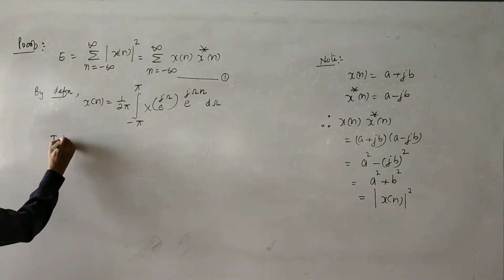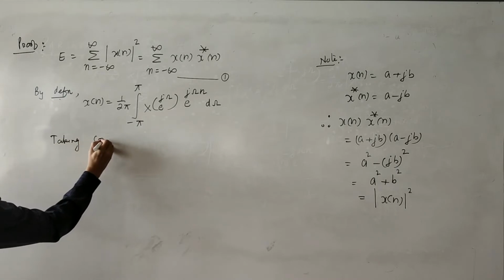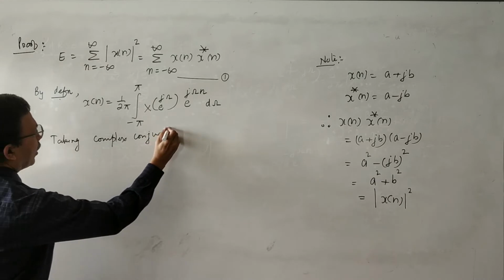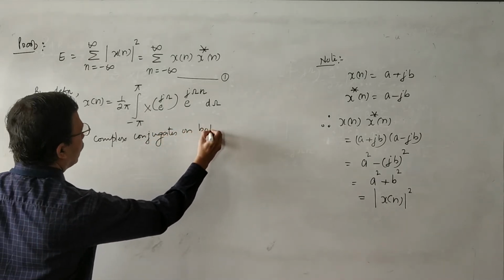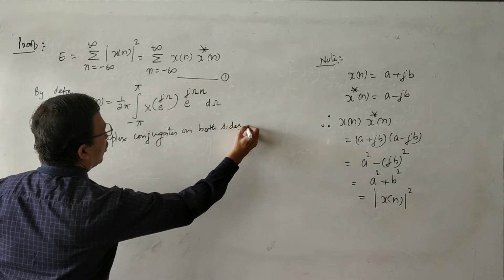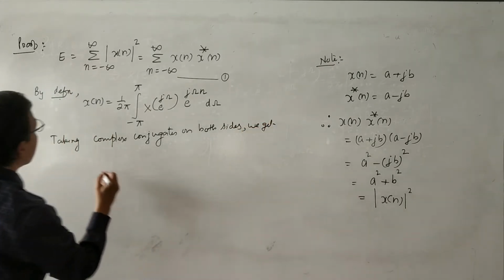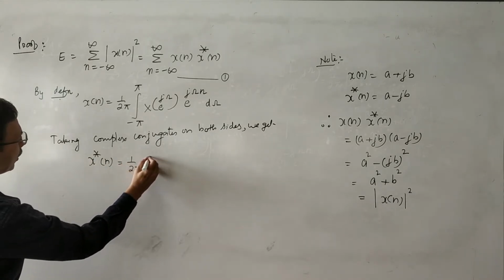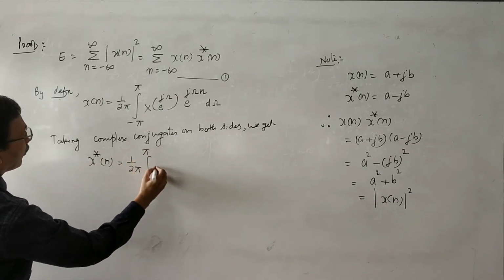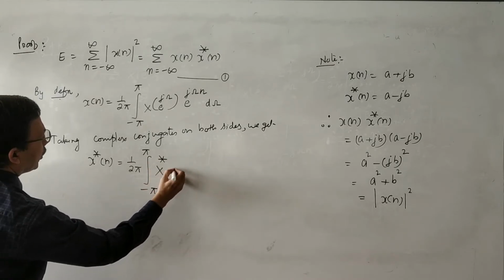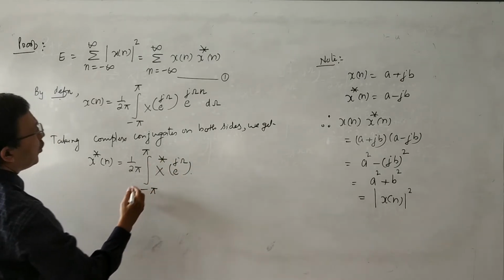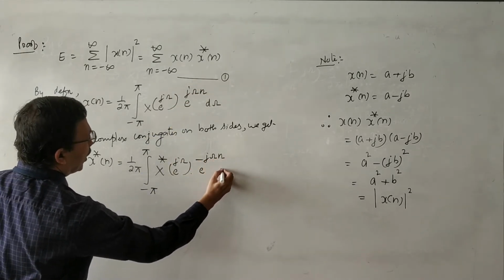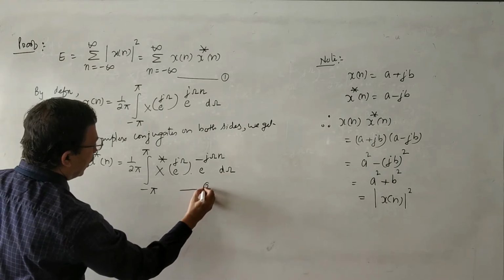Taking complex conjugates on both sides, we get x conjugate of n equals 1 by 2 pi integration from minus pi to plus pi X conjugate of e power j omega. When you do conjugation, plus j becomes minus j, e to the power minus j omega n d omega. This I will call equation 2.